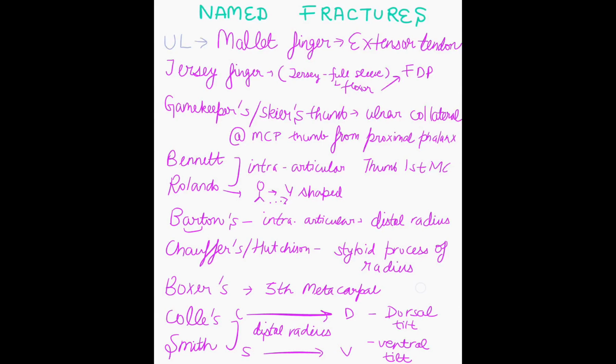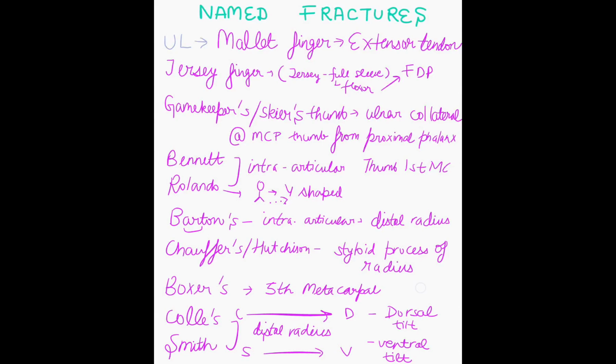And Chauffeur or Hutchinson fracture. Chauffeur or Hutchinson fracture is linked with the styloid process of the radius. Barton's: intra-articular distal radius, and Chauffeur or Hutchinson: styloid process of the radius. Then we have Boxer's fracture. Boxer's is linked with the fifth metacarpal. Boxer's: fifth metacarpal. Then we have Colles fracture.